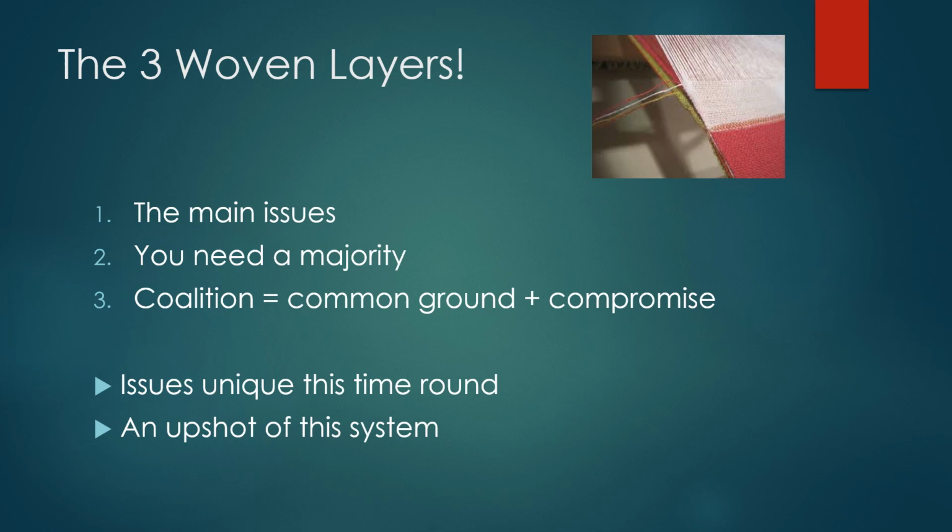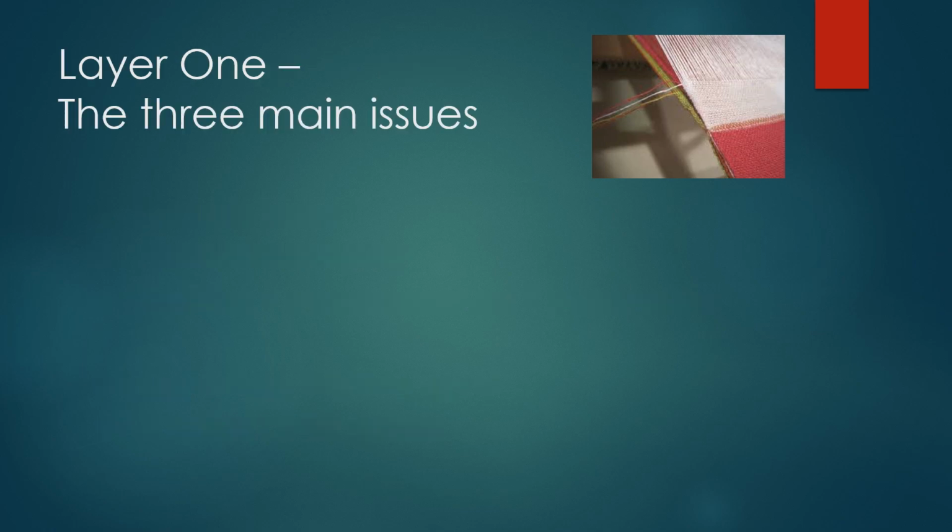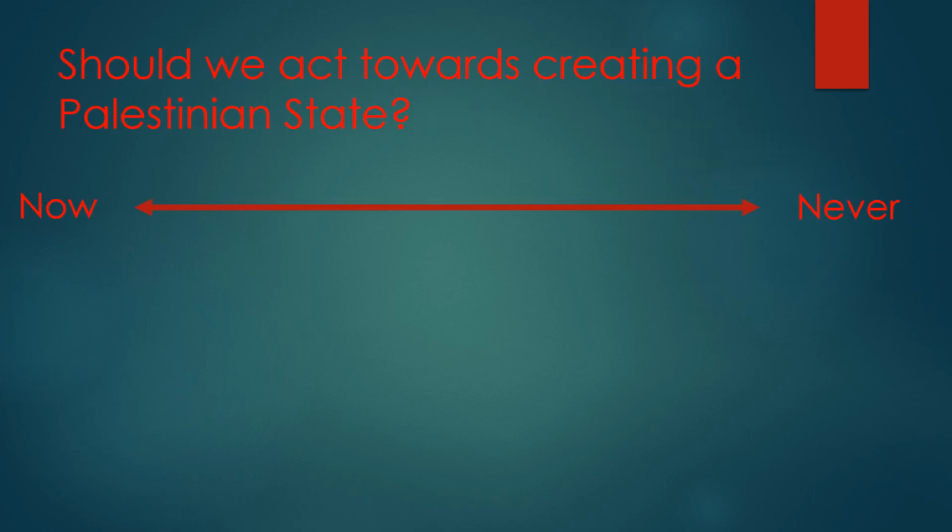Here's the first layer. What are the three main issues in the Israeli elections? For the last 2 or 3 elections, the three main issues have been like this. First off is the question of how should we act towards creating a Palestinian state. And there's a sliding scale between those who think that we should act now and create a Palestinian state right now, and those who think that we should never create a Palestinian state.